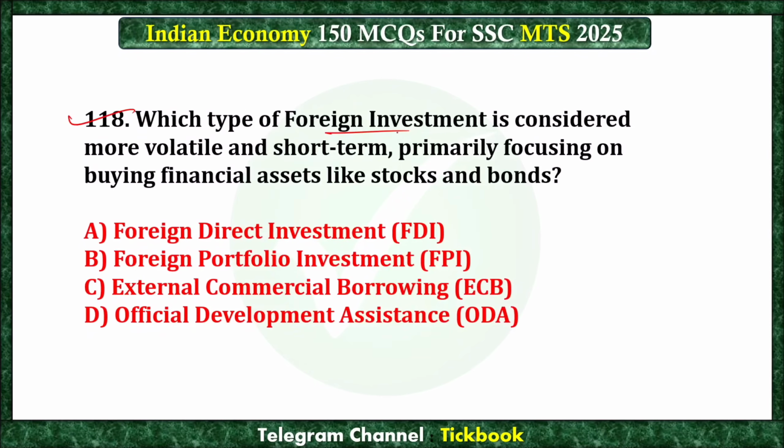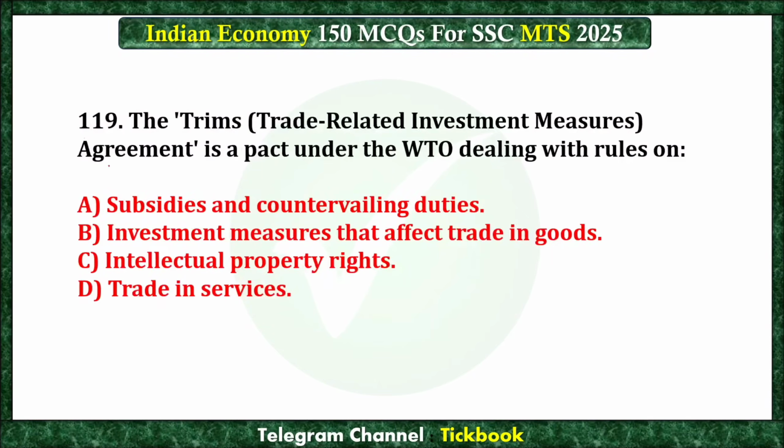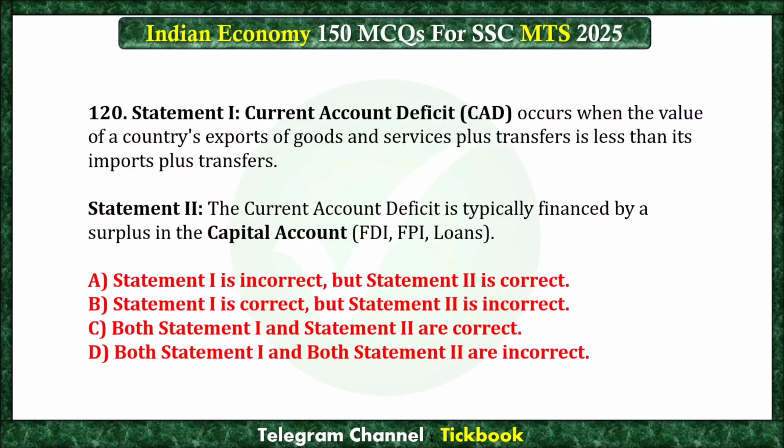118. Which type of foreign investment is considered more volatile and short term, primarily focusing on buying financial assets like stocks and bonds? Option number B, foreign portfolio investment. 119. The TRIMs, Trade Related Investment Measures agreement, is a pact under the WTO dealing with rules on... Option number B, investment measures that affect trade in goods.